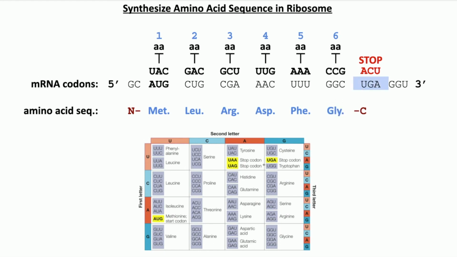Remember, when we get to UGA, UGA is a stop codon, so the ribosome cannot continue synthesizing. It falls apart, and no amino acid is added at that point. So we've finished the amino acid sequence. We have a methionine, peptide bonded to a leucine, peptide bonded to an arginine, to asparagine, to phenylalanine, to glycine, and we're done.